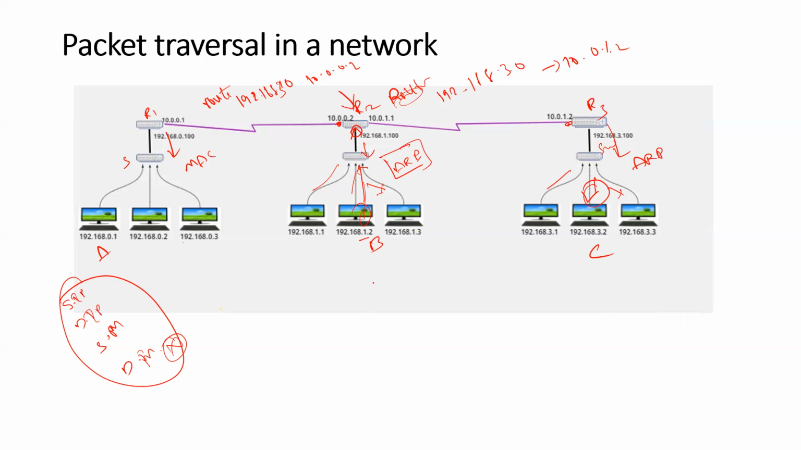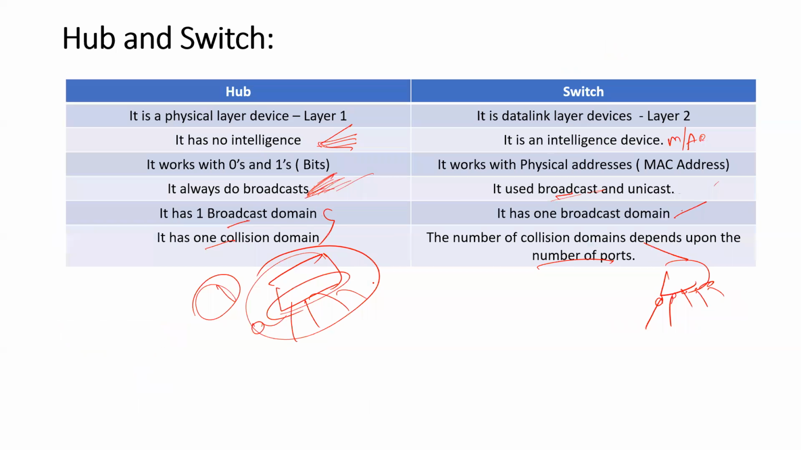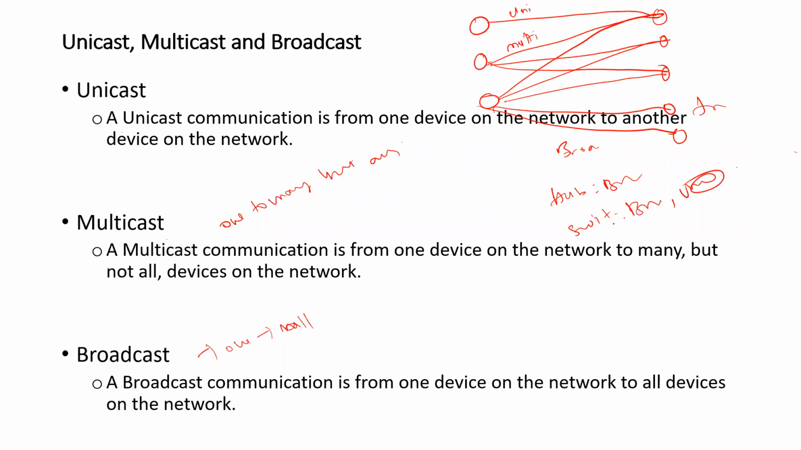In this session we discussed many topics, so let's go through them one by one. We discussed what a broadcast domain and a collision domain are. A hub has one broadcast domain and one collision domain, but in a switch there is one broadcast domain, and the collision domains depend on the number of ports. We also discussed unicast, multicast, and broadcast. Unicast is one-to-one communication, multicast is one to many but not to everyone, and broadcast is one to all.